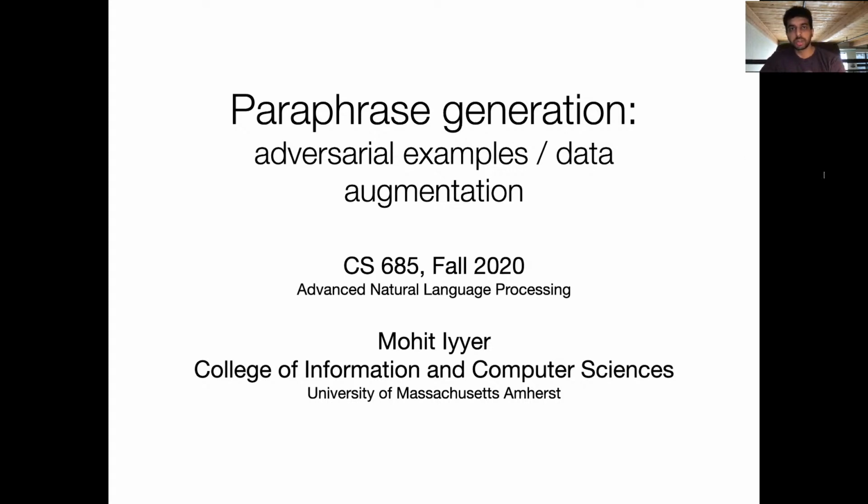So today we're going to be talking about paraphrase generation and a couple of its different use cases. We're going to talk about using paraphrases to produce adversarial examples, and we'll go over what that means shortly. We're going to talk about using them for data augmentation, and you'll also see instances of that in your homework. And finally, we're going to talk about using paraphrases for style transfer.